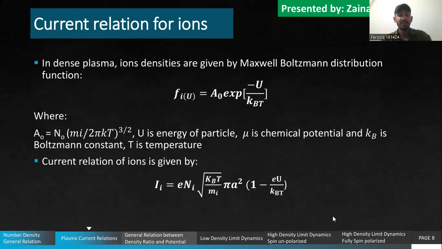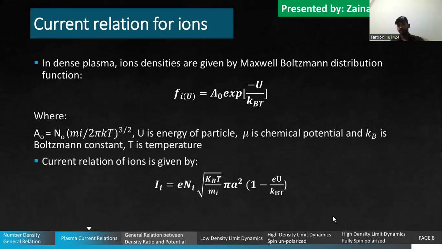So the Maxwell-Boltzmann distribution function is f(u) is equal to A naught e to the power minus u over kBT. Now, we have the constant A naught equal to N naught into Mi into 2 over 2 pi kT. This is the simple mathematical relation which can be seen on the slides. So the current relation for the ions is given simply by this. You can check the research paper, or the reference we have put here, from that reference article.